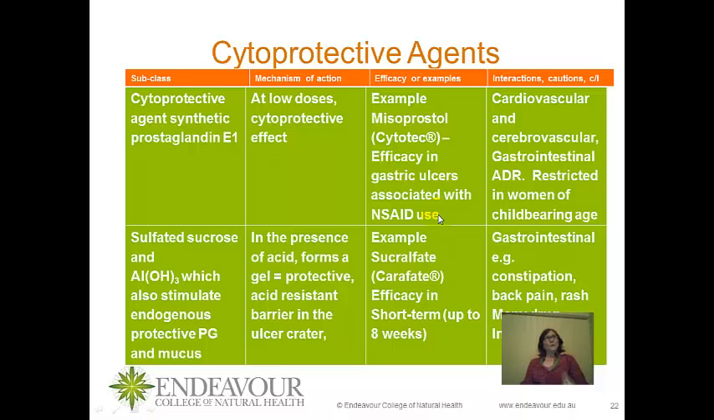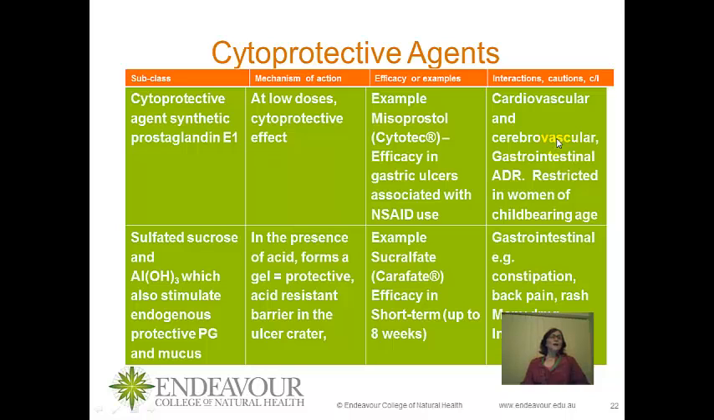If a person doesn't have Helicobacter pylori because their ulcer was actually caused by a lack of prostaglandin, inhibited because of the chronic use of non-steroidal anti-inflammatories that deliberately target prostaglandin production, well then these cytoprotective agents might be indicated there.